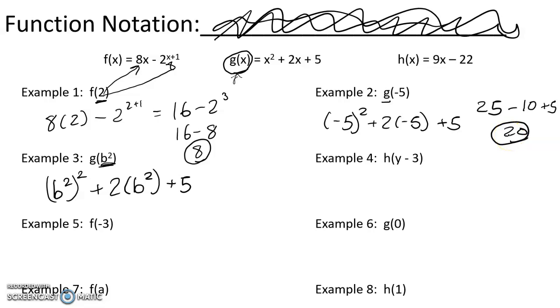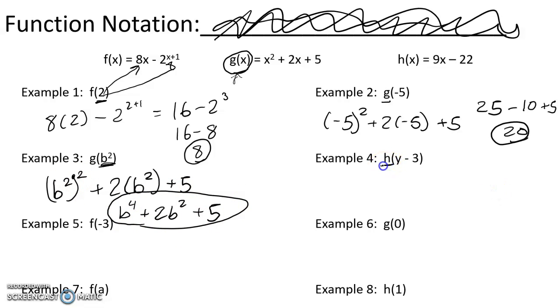For this one, you're not going to get a number like you did for the first or second example. You're just going to be left with an expression. The only thing we really need to simplify is this first term right here. 2b squared is just 2b to the second plus 5. And then b squared to the second, going back to your exponent rules, you multiply the exponents, so that turns into b to the 4th, because all you do is multiply 2 times 2.